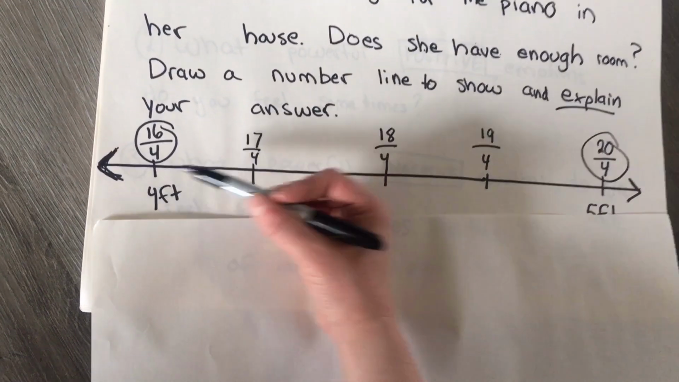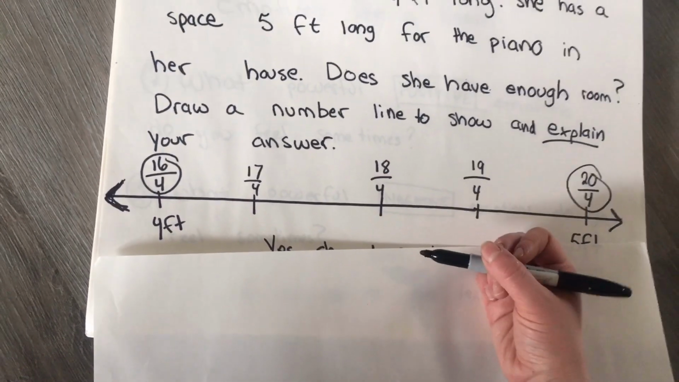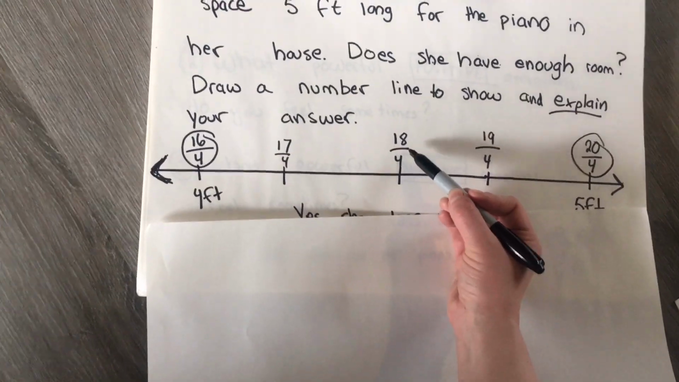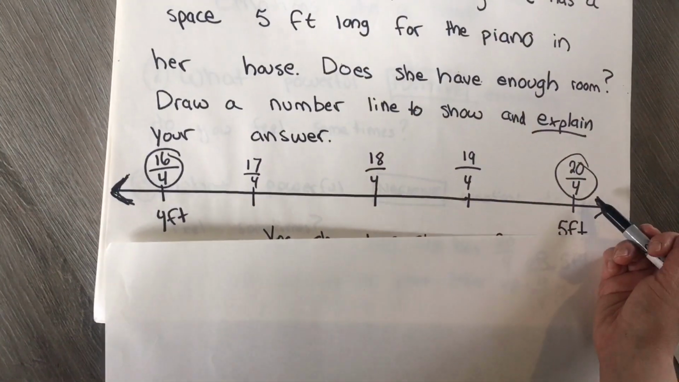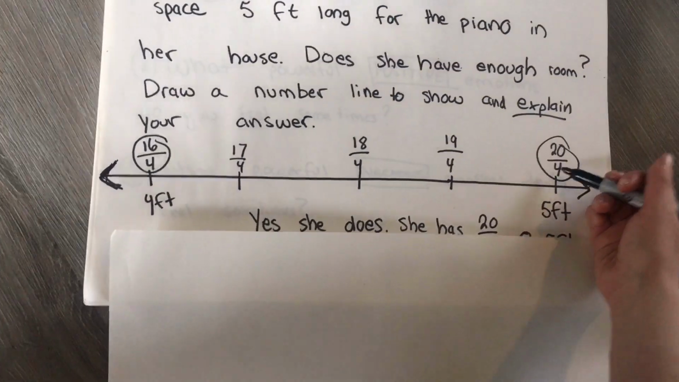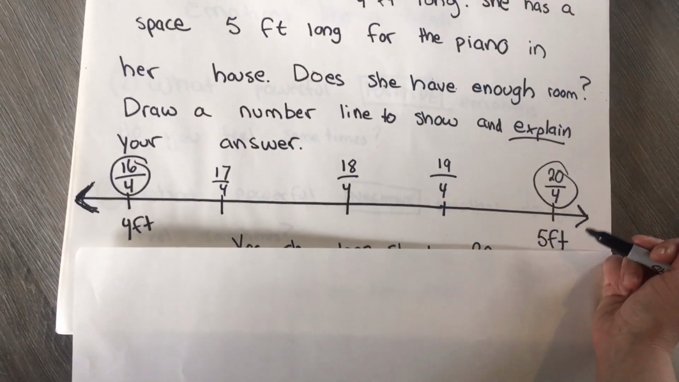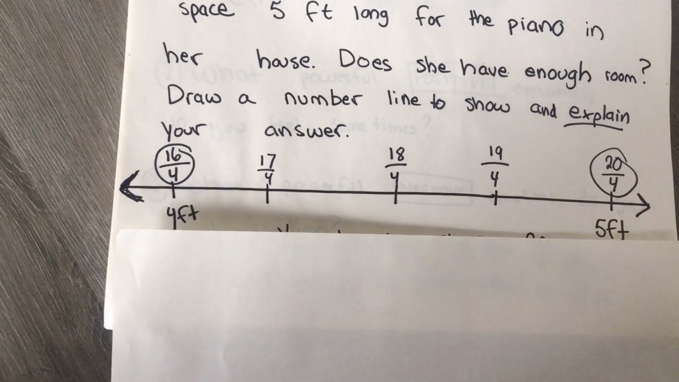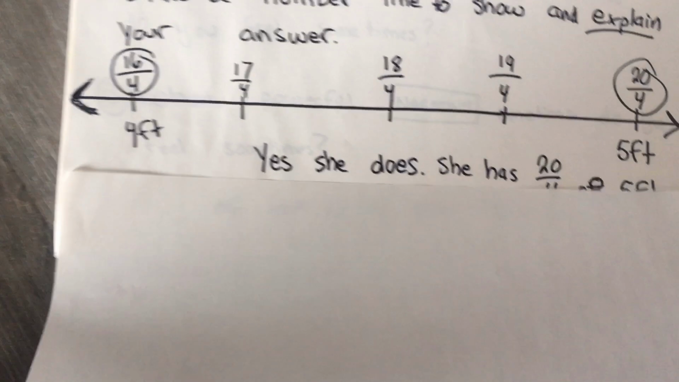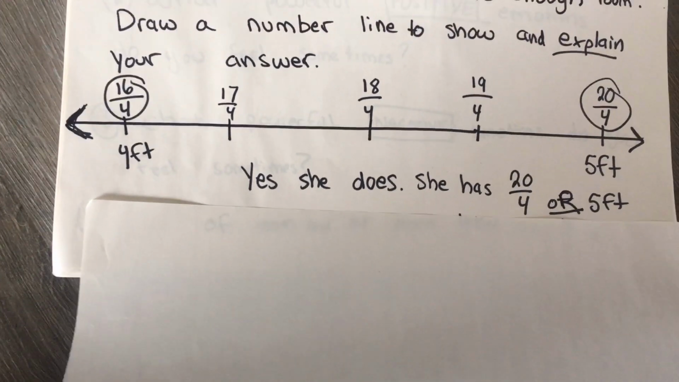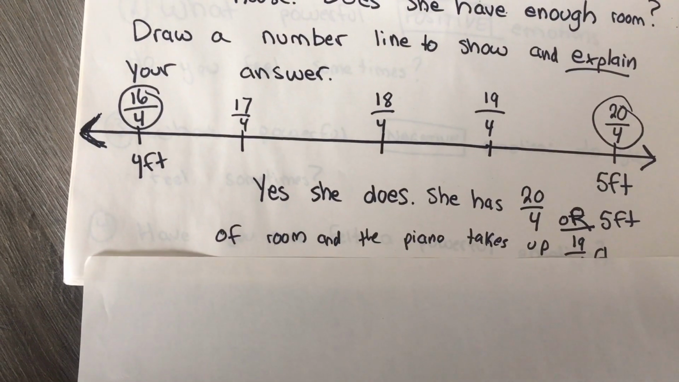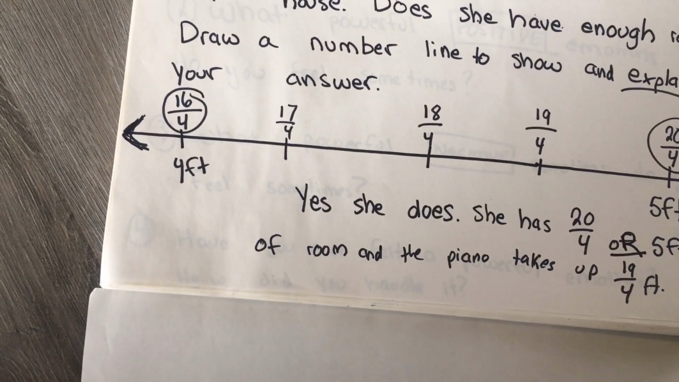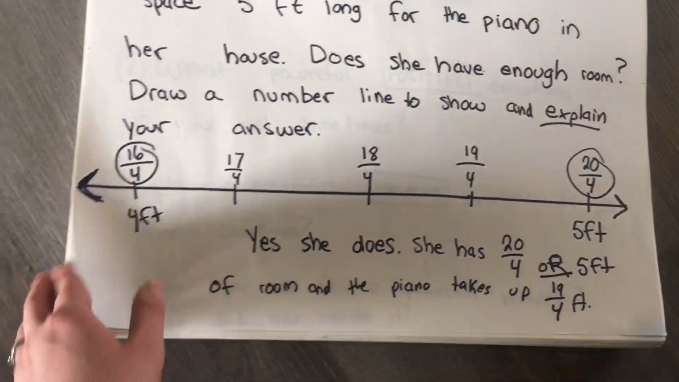So I partitioned it into 1, 2, 3, 4 pieces again. And I'm starting with 17 fourths, 18 fourths, 19 fourths, and 20 fourths. 20 divided by 4 is 5. 5 and 20 fourths have equivalence. They're equal to each other. So your answer is yes, Freddie does. She has 20 fourths or 5 feet of room, and the piano takes up 19 fourths. So she will have enough room.